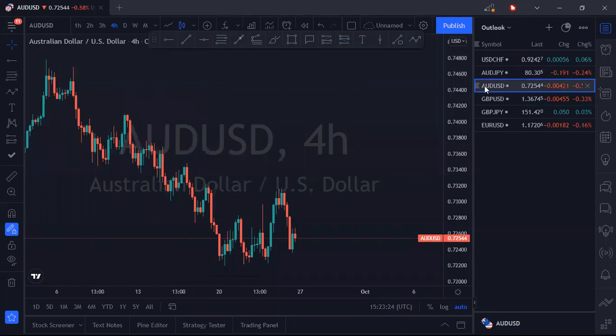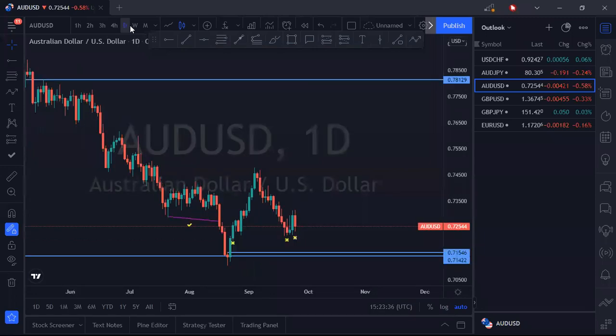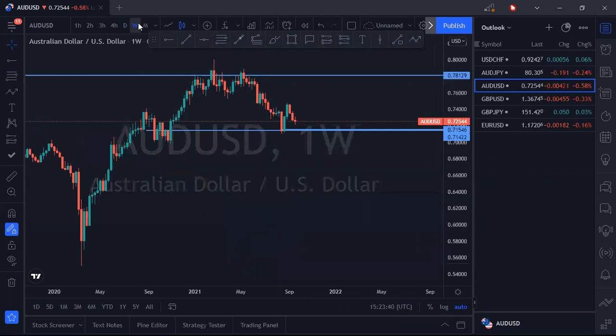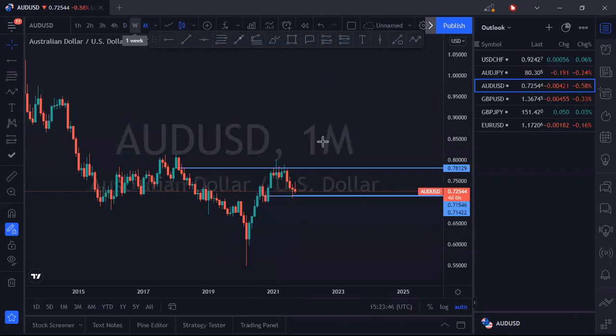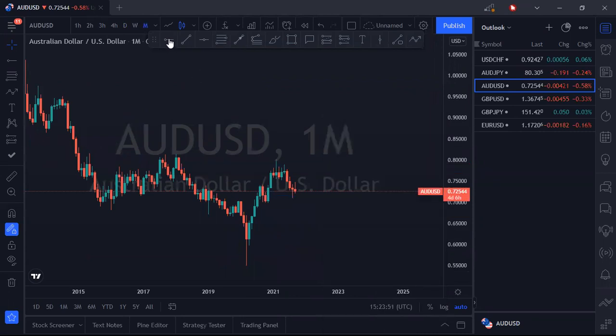All right. So this is the AUD USD. So on AUD USD, let's see what is happening on a higher time frame. Okay, so let me just delete my annotations. So as you can see on a higher time frame, price is looking bearish. Yeah, because there has been a bounce off here.